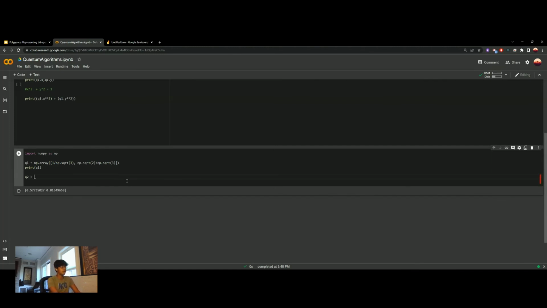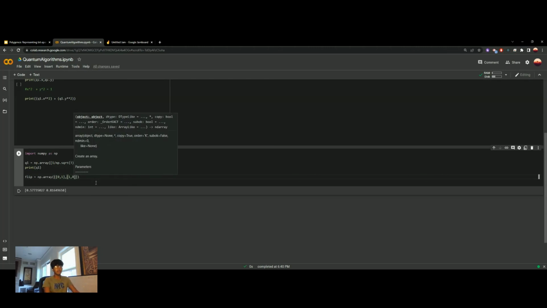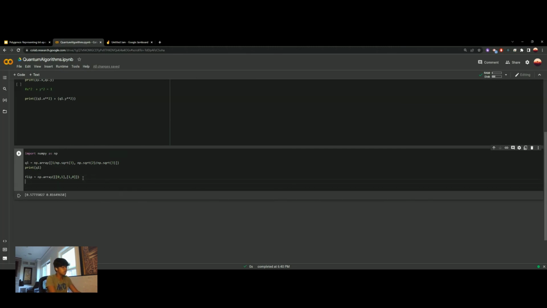Now we're going to have Q2, which is our actual flip method. Actually, Q2 will be for the matmul, so why don't we just label this one as flip. So flip is equal to np.array, and this time it's going to be a two-dimensional array. So we have another bracket to represent the two-dimensional array: 0, 1, 1, 0. Let's make sure that our flip is correct. Yep, that's our flip operator right there.